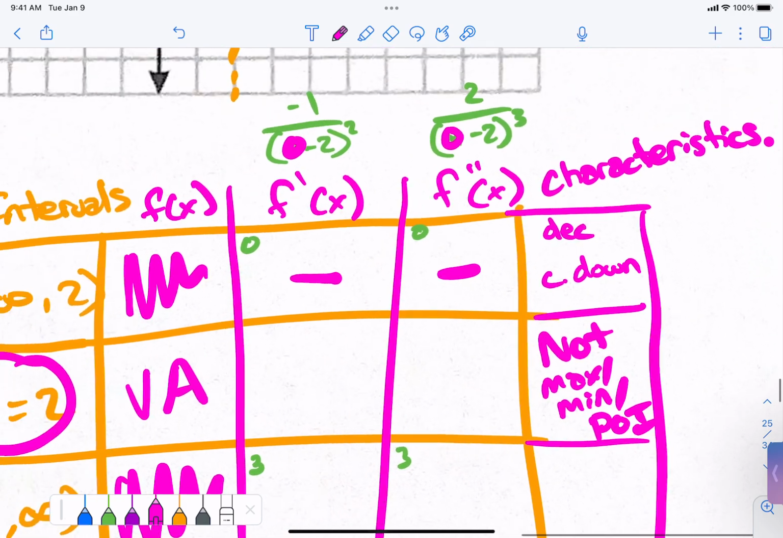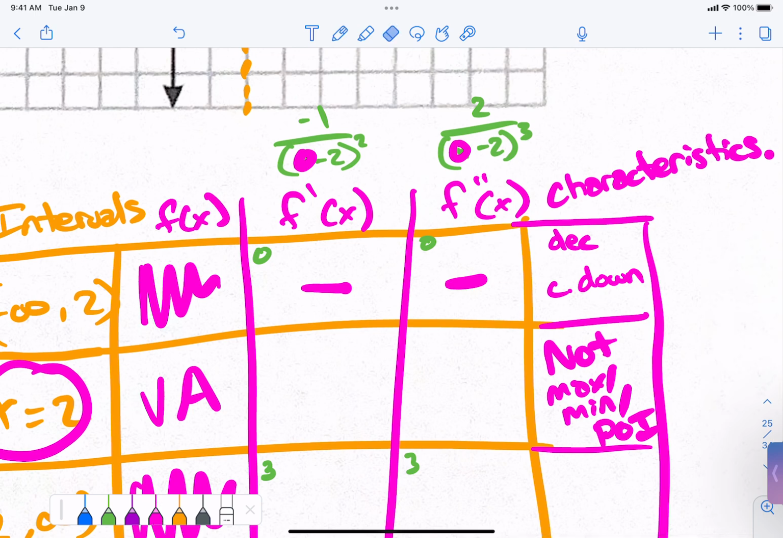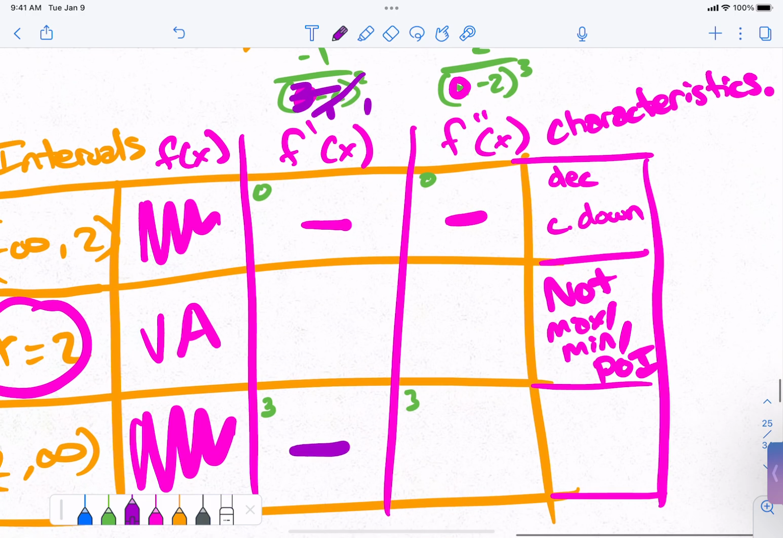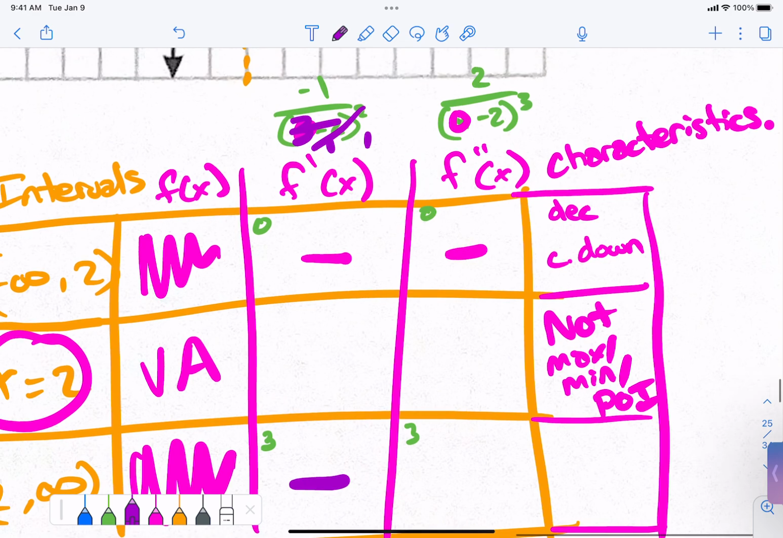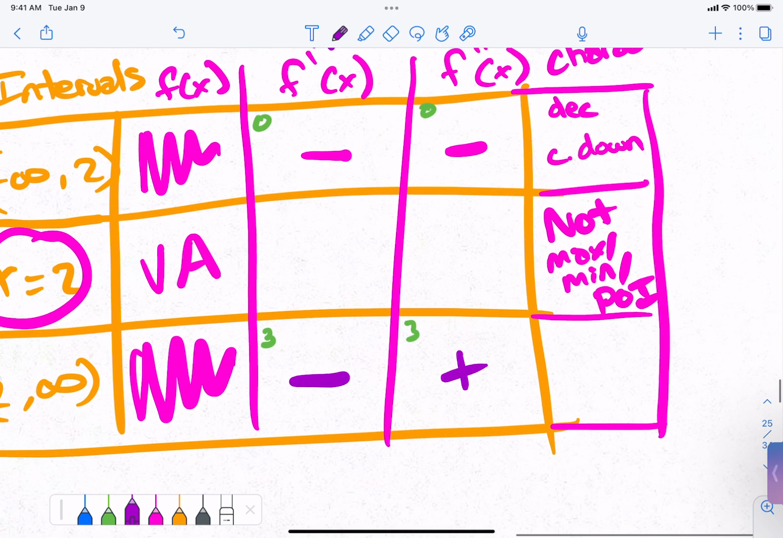Alright, now if I plug 3 into this top one, or the first derivative, 3 minus 2 is 1, 1 squared is 1, so I have negative 1 over 1, which is negative. Decreasing. Okay, if I plug 3 in here, 3 minus 2 is 1. 1 cubed is 1. 2 over 1 is positive. So this guy is still decreasing, but he is concave up.